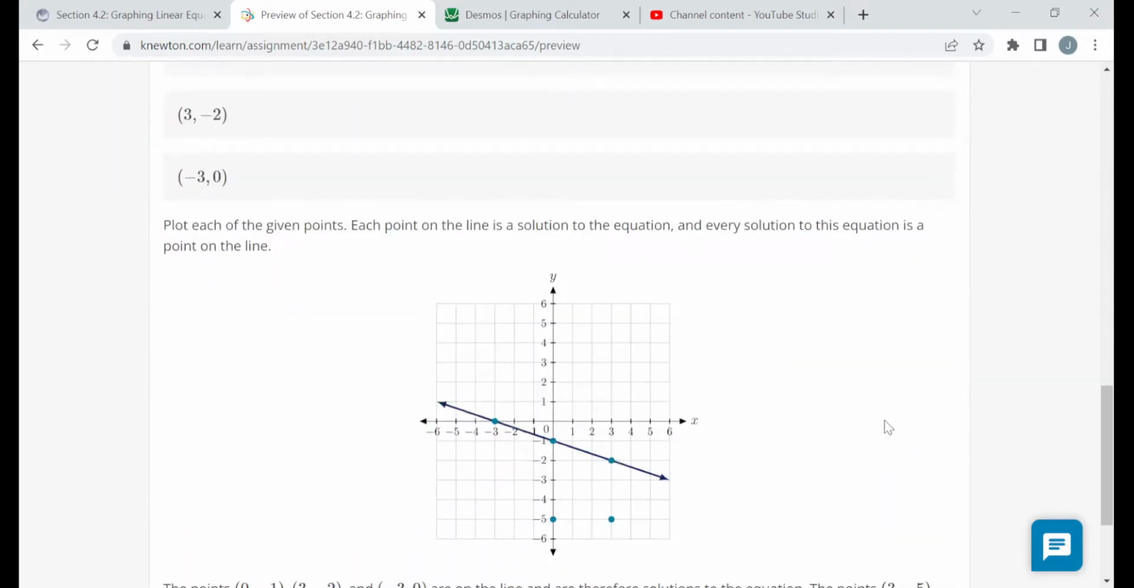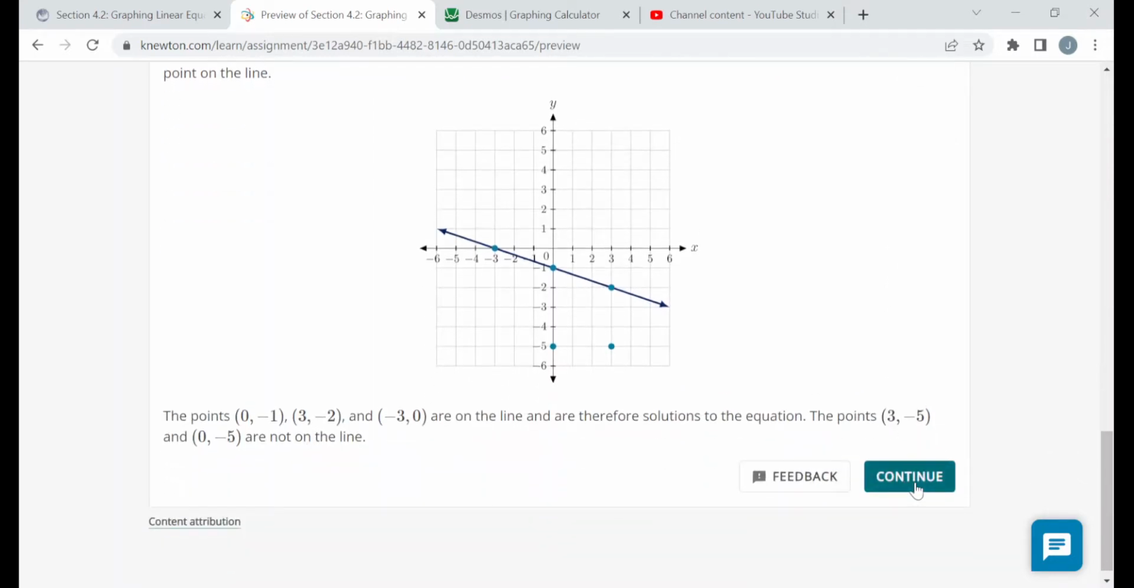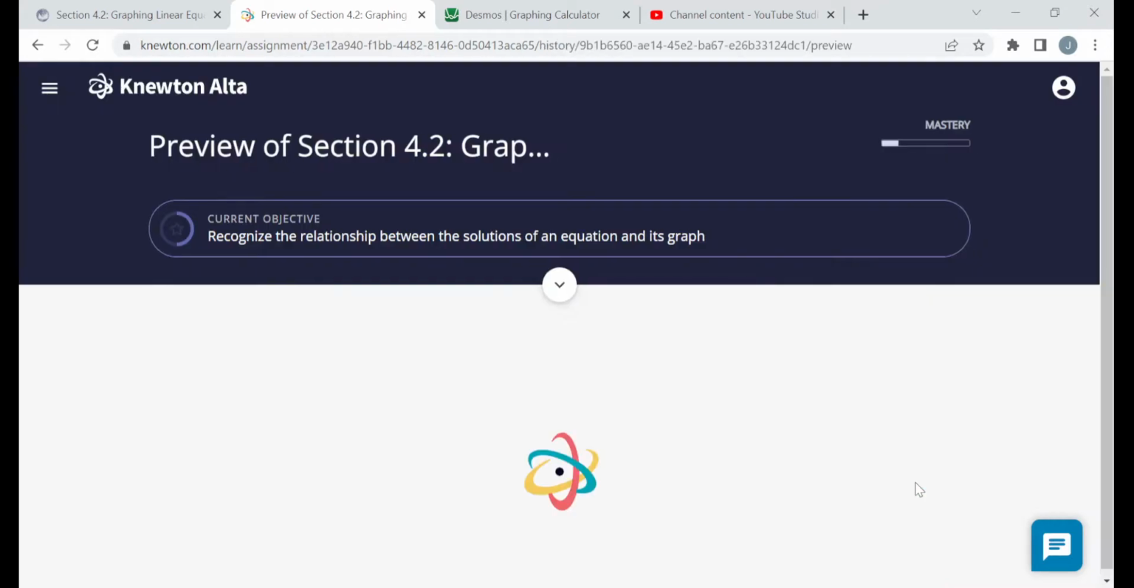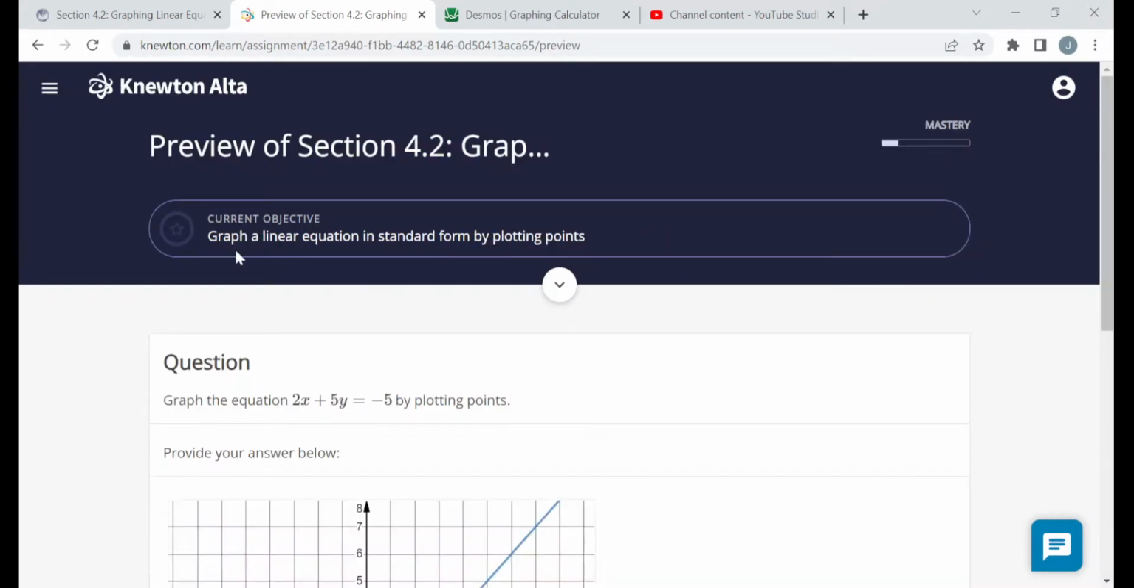All right, you actually saw basically the same objective in section 4.1, but now you have a graph to go along with it. All right, graph a linear equation in standard form by plotting points. The standard form of a linear equation has a specific look. I'll discuss that real quick here.